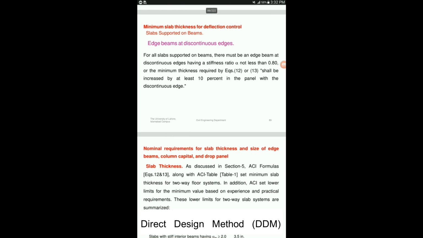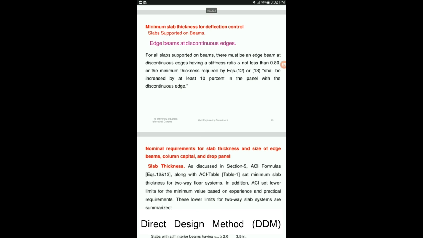This slide is basically explaining a specification of the code. If your slab is resting on beams and there is an edge beam which has an alpha stiffness ratio less than 0.8, then you have to increase the slab thickness by 10%. As per the calculation of equations 12 and 13, you will calculate the minimum criteria for slab thickness, and you will further increase that slab thickness by 10% if the edge beam at the discontinuous edge has a stiffness ratio alpha less than 0.8.